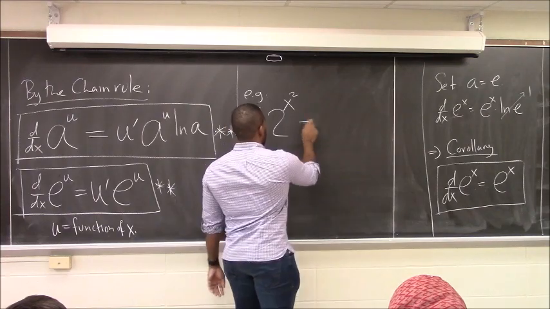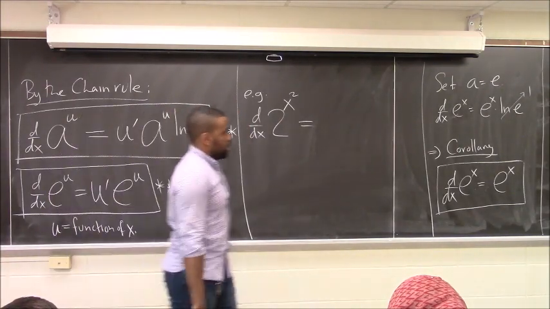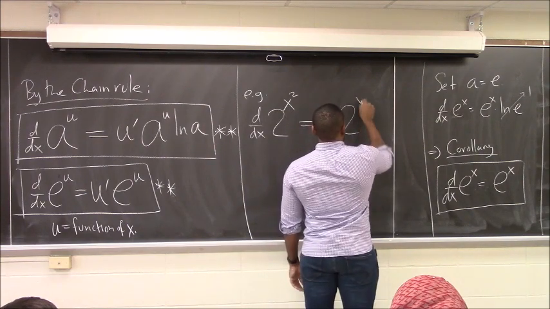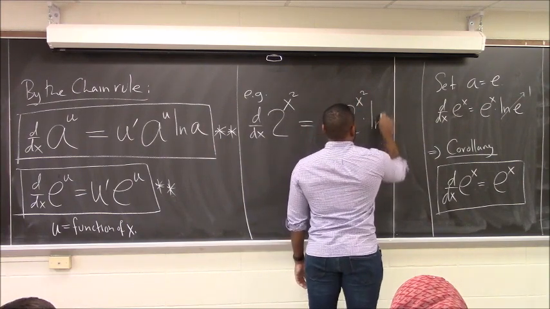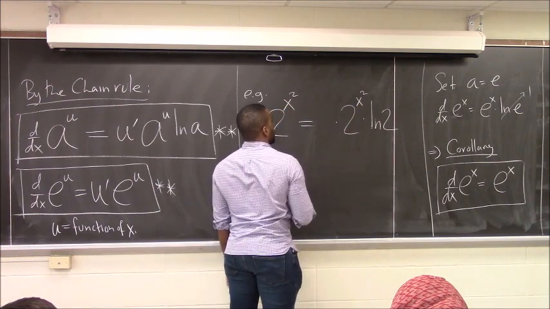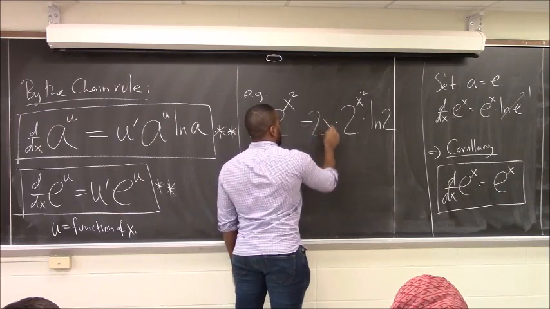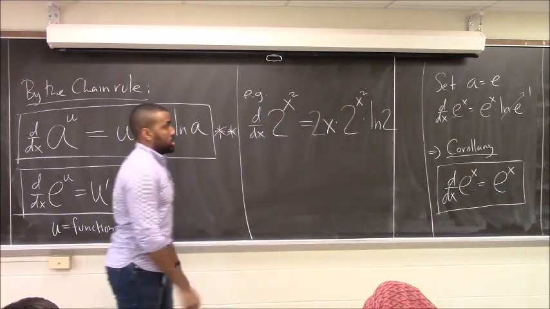So that can be a problem. The answer will be the original function times ln of the base times the derivative of the power. We saw that the derivative of x squared previously is 2x, and so that will actually be the derivative here.